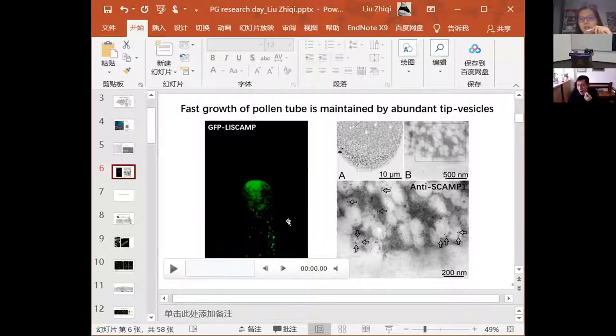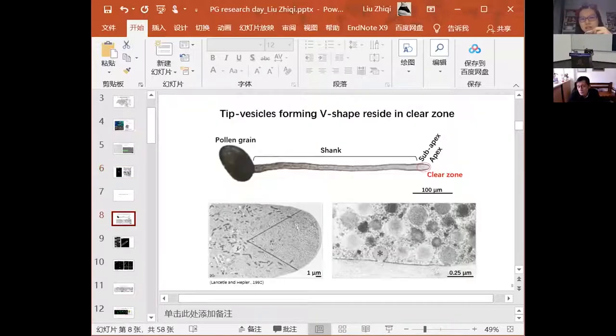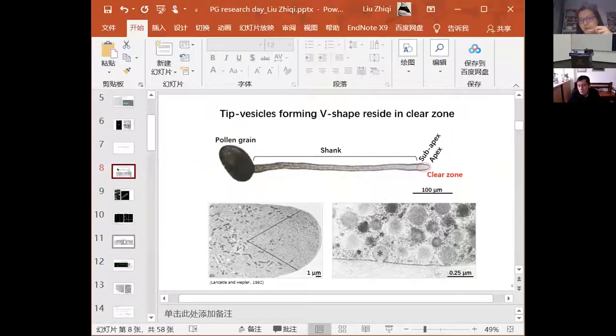And actually what we know is only to this level. They only think that these are tip vesicles and no other populations. So for these electron denser vesicles, we have no functional information about them. That is why I'm going to purify them and then do further analysis.